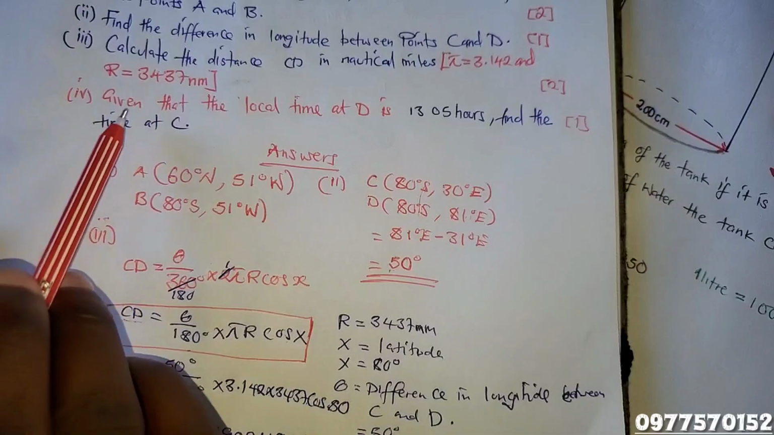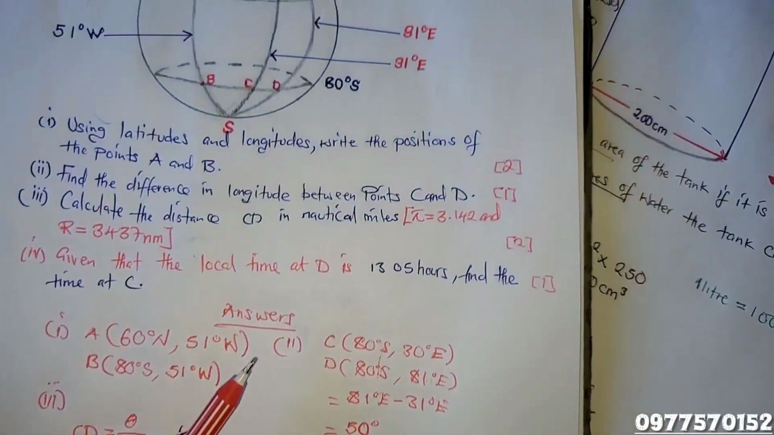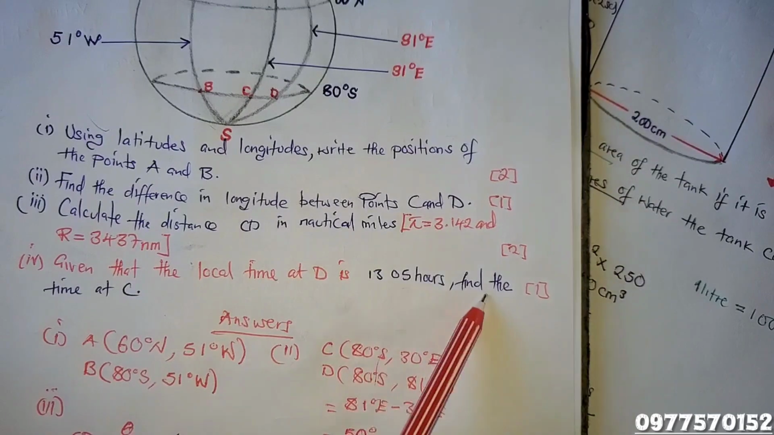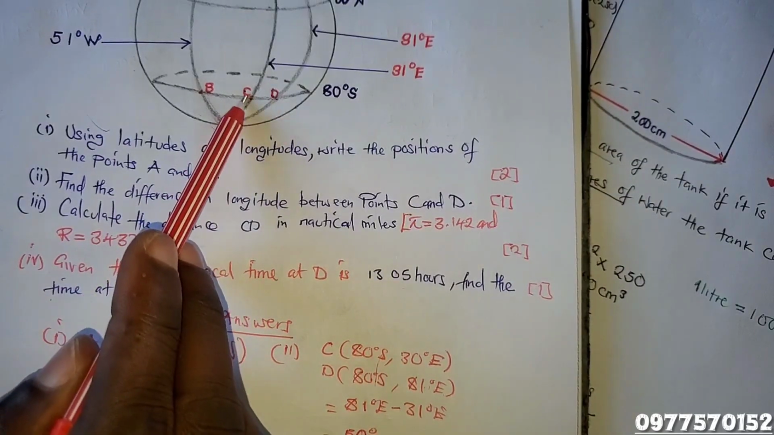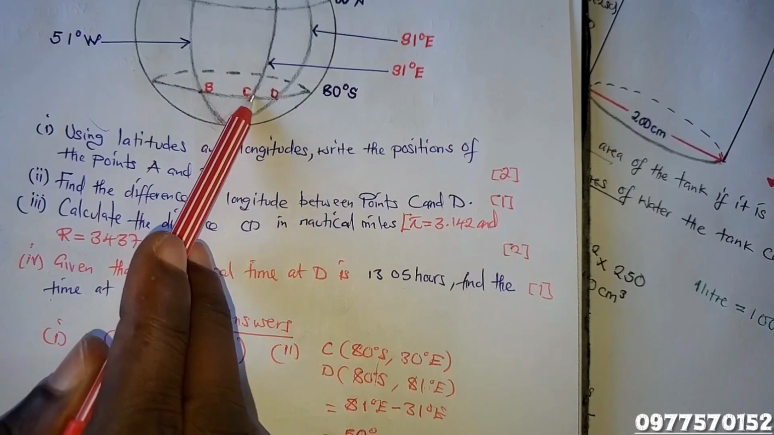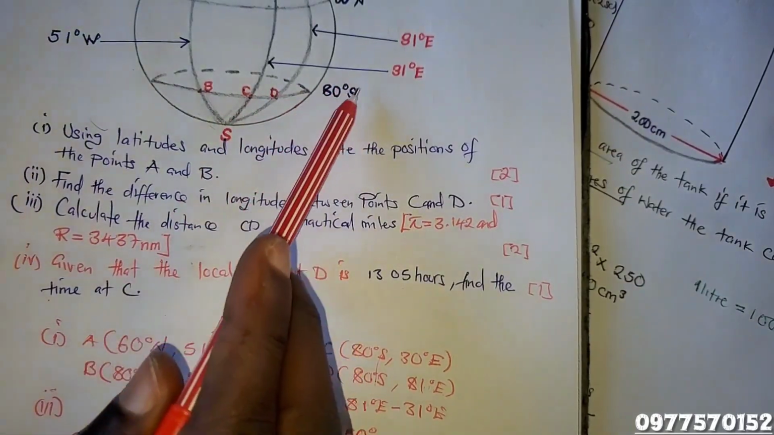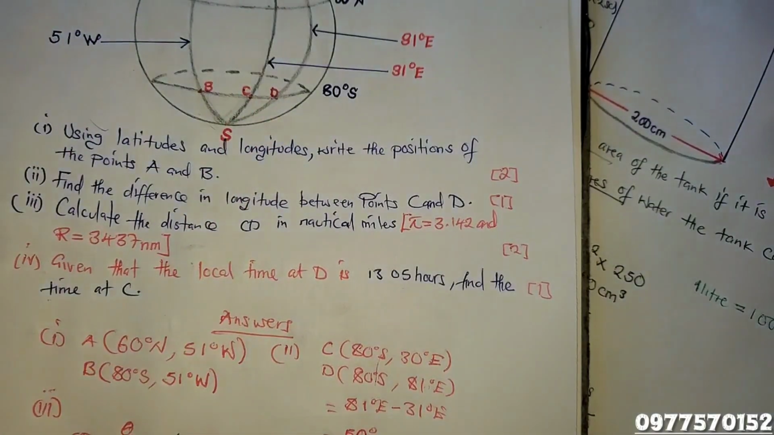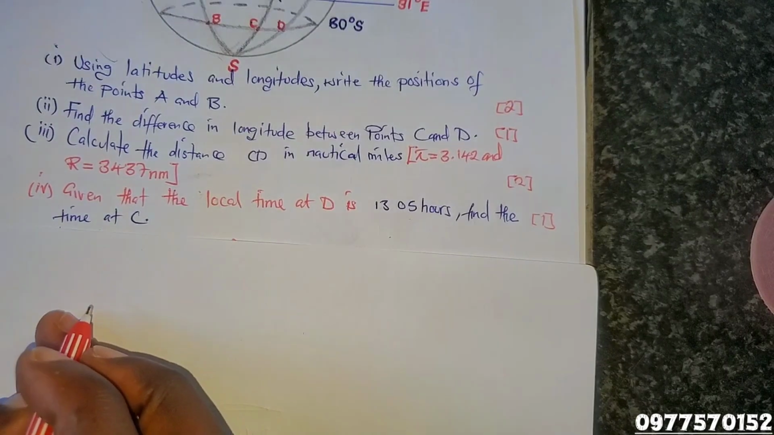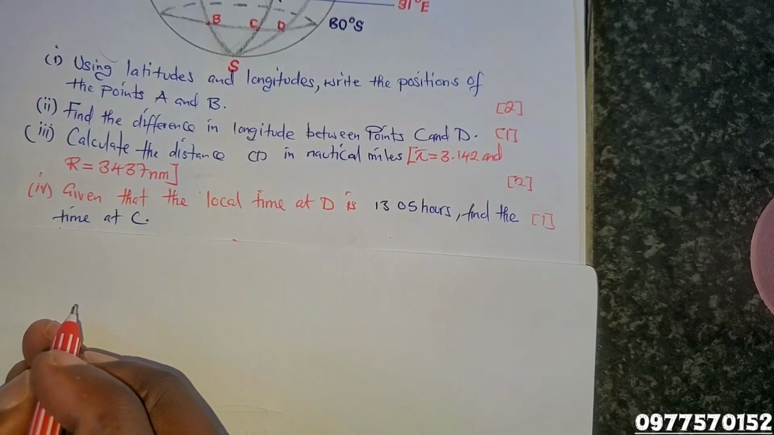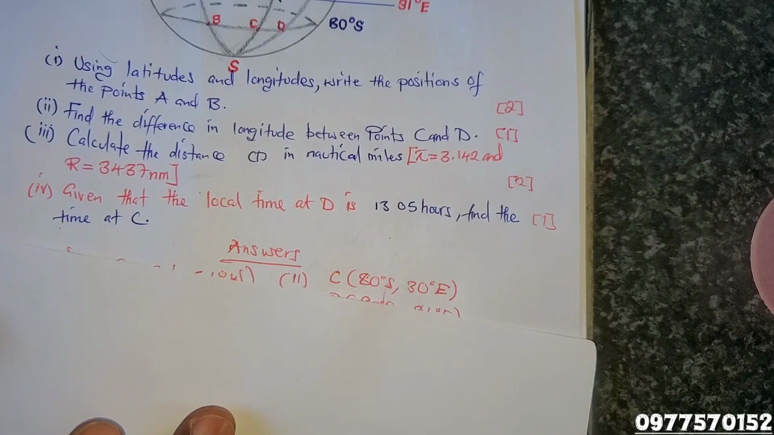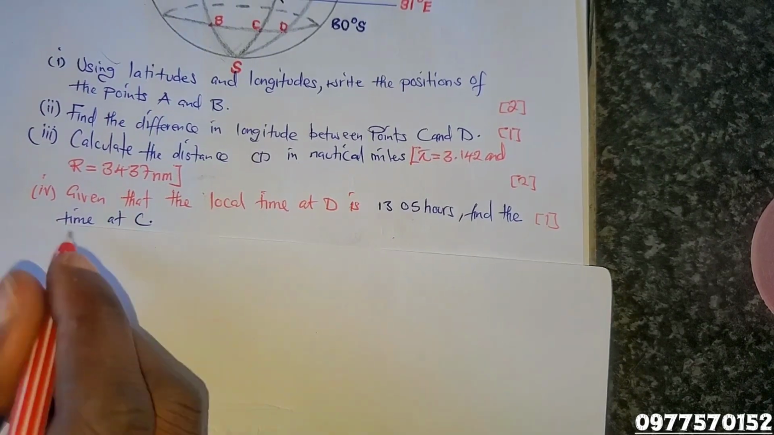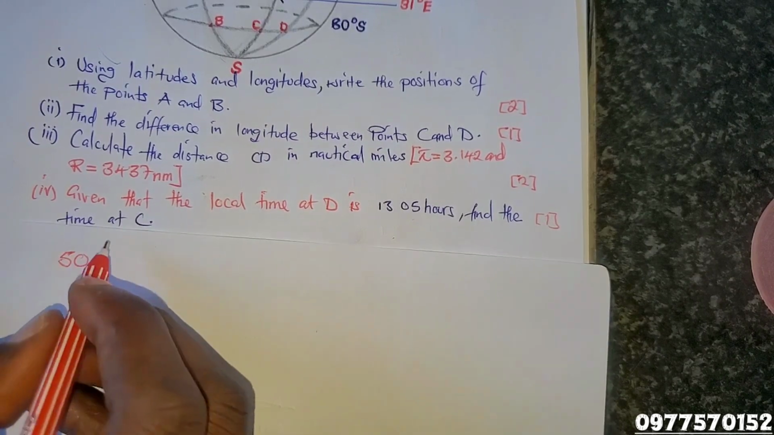Now, look at this. The last question is saying, given that the local time at D is 1305 hours, find the time at C. Since C and D are all in the same hemisphere, east, but C is behind D, we're going to subtract the time difference. So this is how time is calculated. First, we find the difference in longitude between C and D, of which we already know the difference in longitude is 50 degrees.